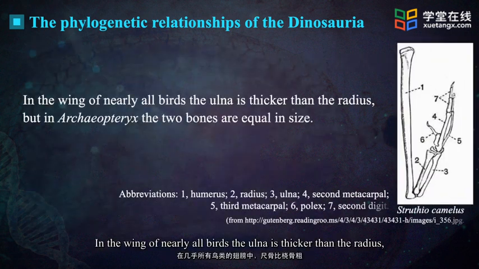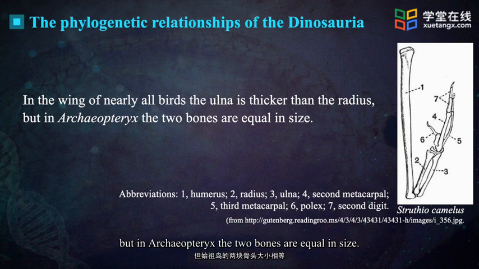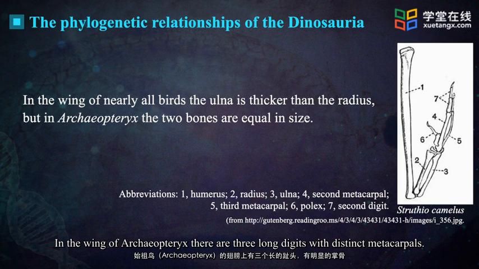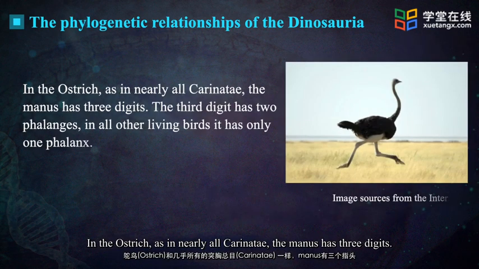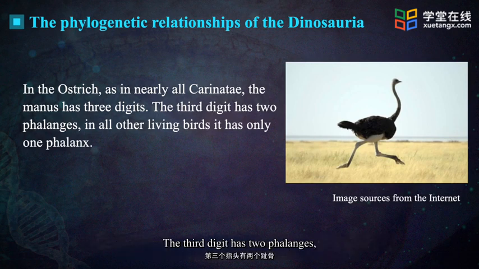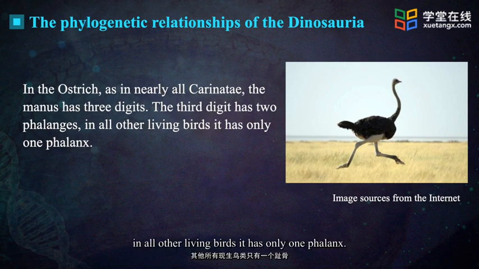In the wing of nearly all birds, the ulna is thicker than the radius, but in Archaeopteryx, the two bones are of equal size. In the wing of Archaeopteryx, there are 3 long digits with distinct metacarpals. In all other birds, the digits are modified, the metacarpals being commonly fused and the phalanges reduced in number. In the ostrich, as in nearly all Carinatae, the manus has 3 digits. The 3rd digit has 2 phalanges. In all other living birds, it has only 1 phalanx.